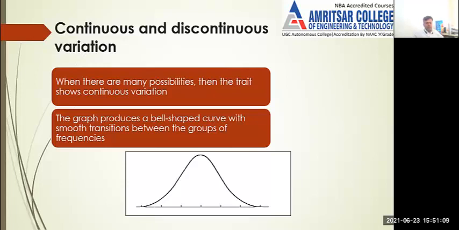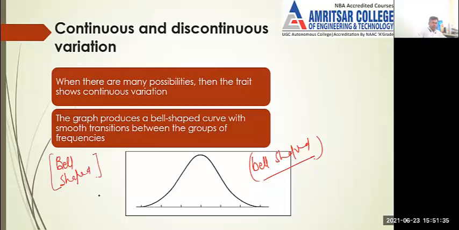This is a class. When there are many possibilities, then those are traits of continuous variation. Now you can say the graph for continuous variation is always bell-shaped. What will be the graph for continuous variation? A bell-shaped curve. This is for continuous variation.